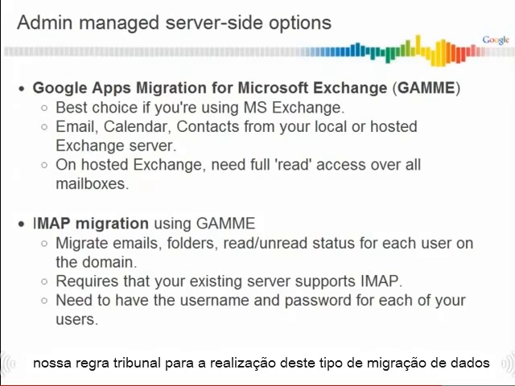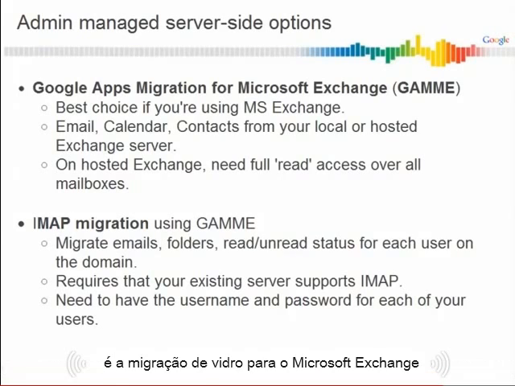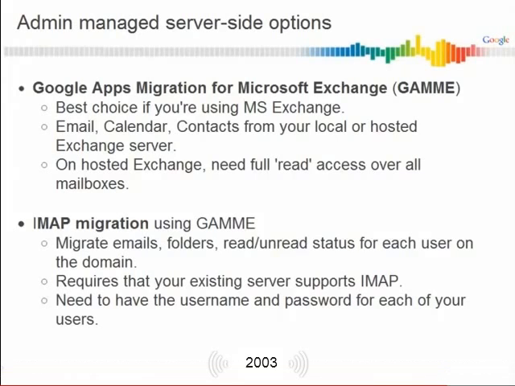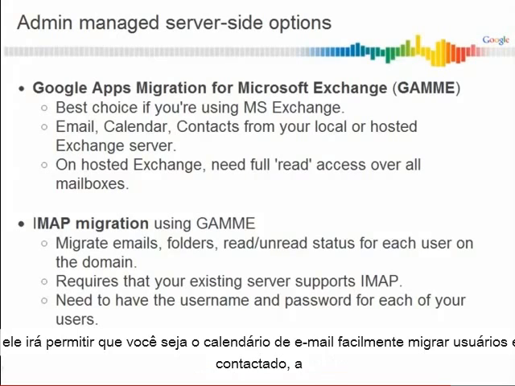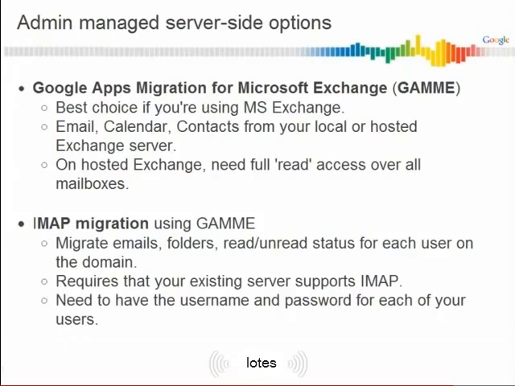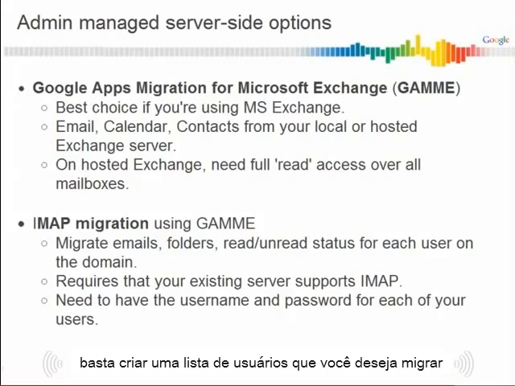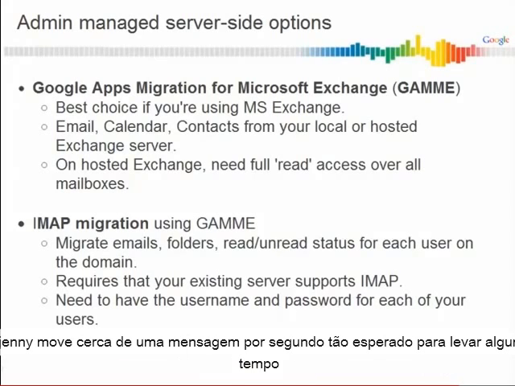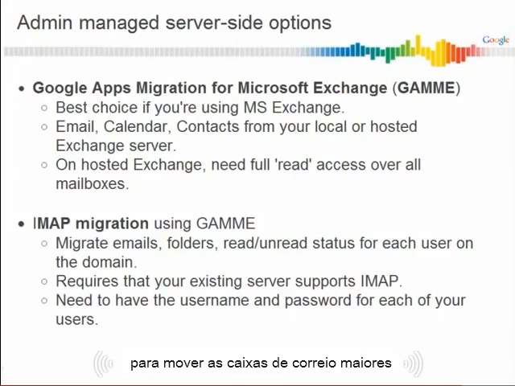Our core tool for performing this type of data migration is Google Apps Migration for Microsoft Exchange. This tool is the best choice if you're migrating from a Microsoft Exchange 2003, 2007, or 2010 server. It'll allow you to easily migrate users' email, calendar, and contact data in batches. Simply create a list of users you wish to migrate, select the type of data you'd like to move, and let the tool run. GAMME moves approximately 1 message per second, so expect it to take some time to move your larger mailboxes.